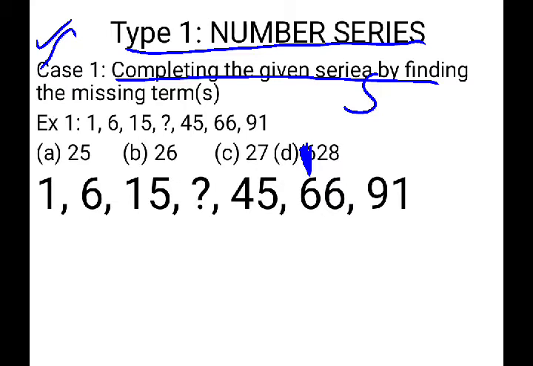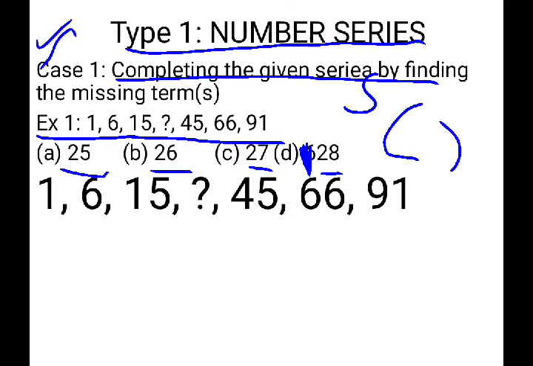Now example 1, in this chapter we will be seeing only examples of case 1. First: 1, 6, 15, question mark, 45, 66, 91. These are the options: 25, 26, 27, 28. Okay, now first we will know how to complete the series.